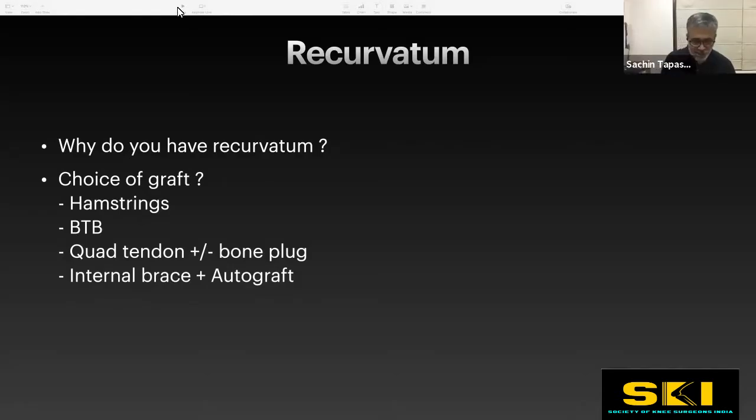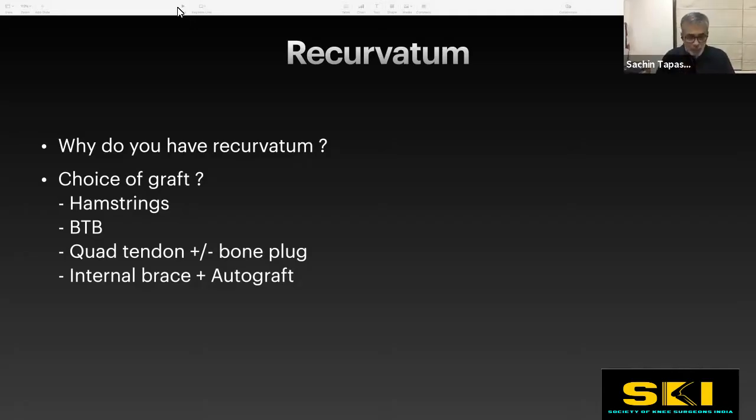Okay, Mukesh? Hamstrings. And Bhushan? Quad tendon. With or without bone plug? No, without. I don't use a bone plug normally. Okay, so I think we've sort of run through the 9 panelists that we have, and there was one BTB, one quad tendon, and all the others were hamstrings.